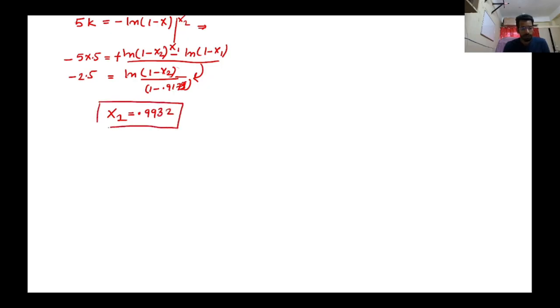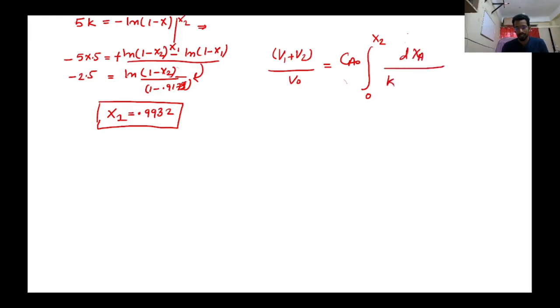Now, let us add the volume of both the reactors. V1 plus V2 upon V naught, and applying the performance equation of CSTR, CA naught, from 0 to X2, we are just adding, so we will get at the end X2, 0 to X2, dXA upon K CA naught 1 minus X.